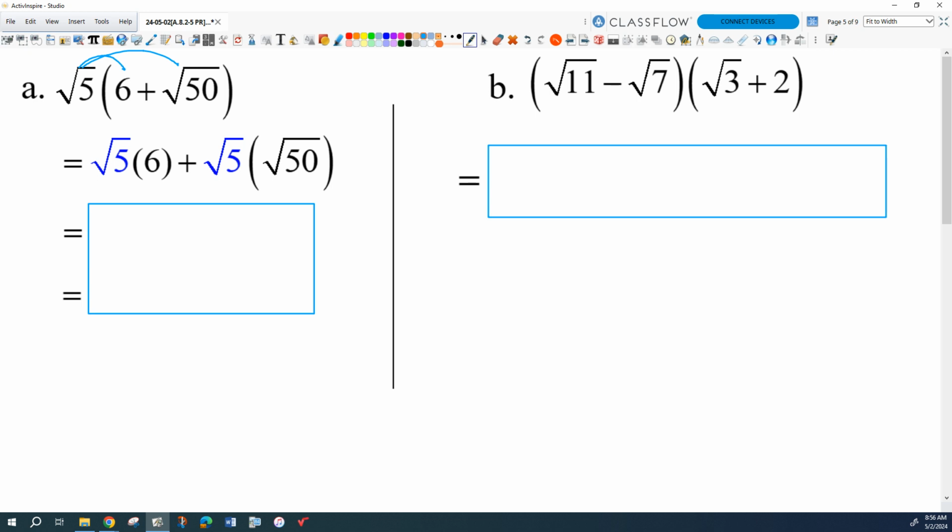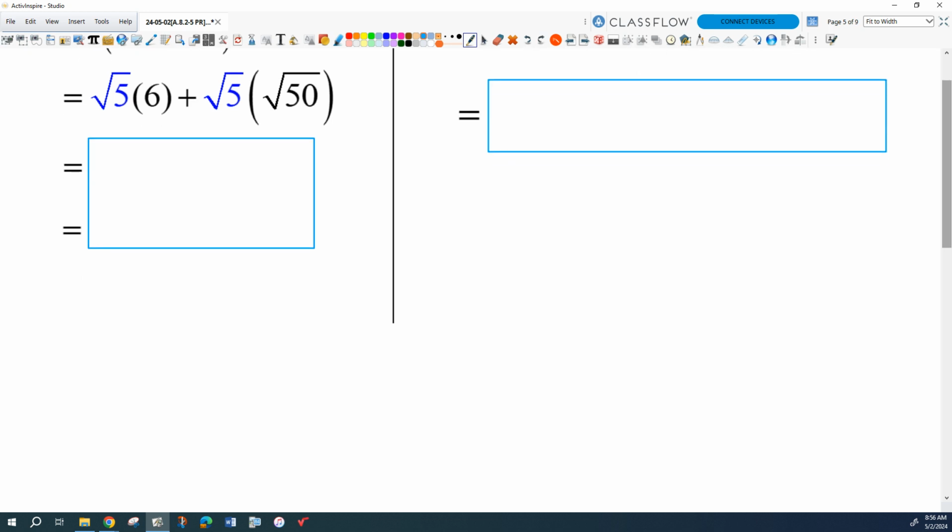How about the square root of 5 times 50? What am I going to do with that? Square root of 5 times 50. I could. Yeah, I could. There's a couple things I could do here. I could, if I wanted to, remember we have a property. If I have a square root of 5 times a square root of 50, I could combine those into one big square root, right? Thank you.